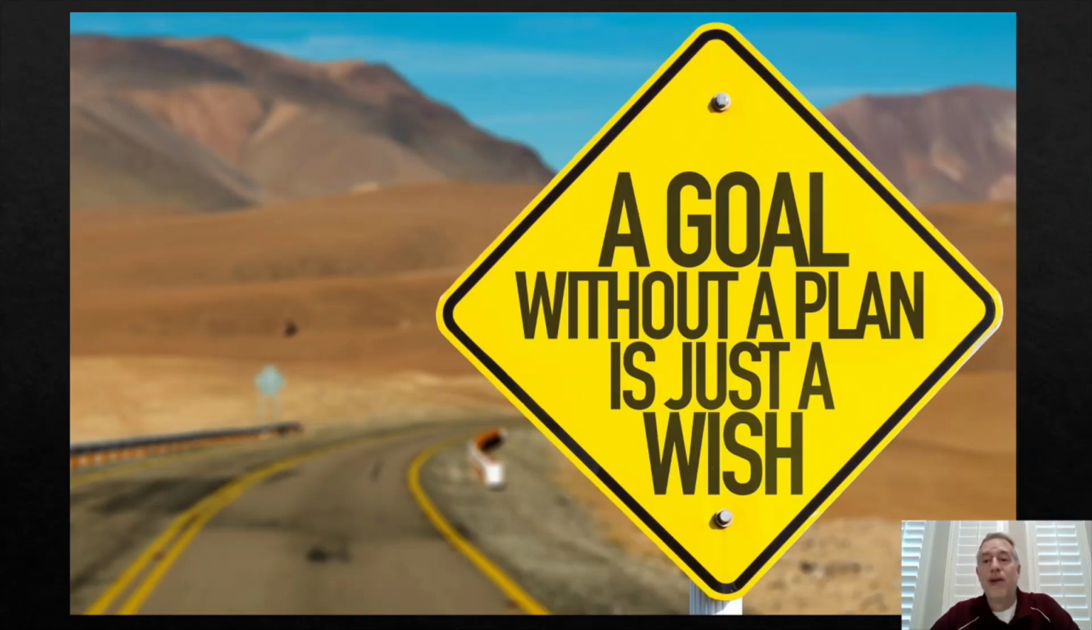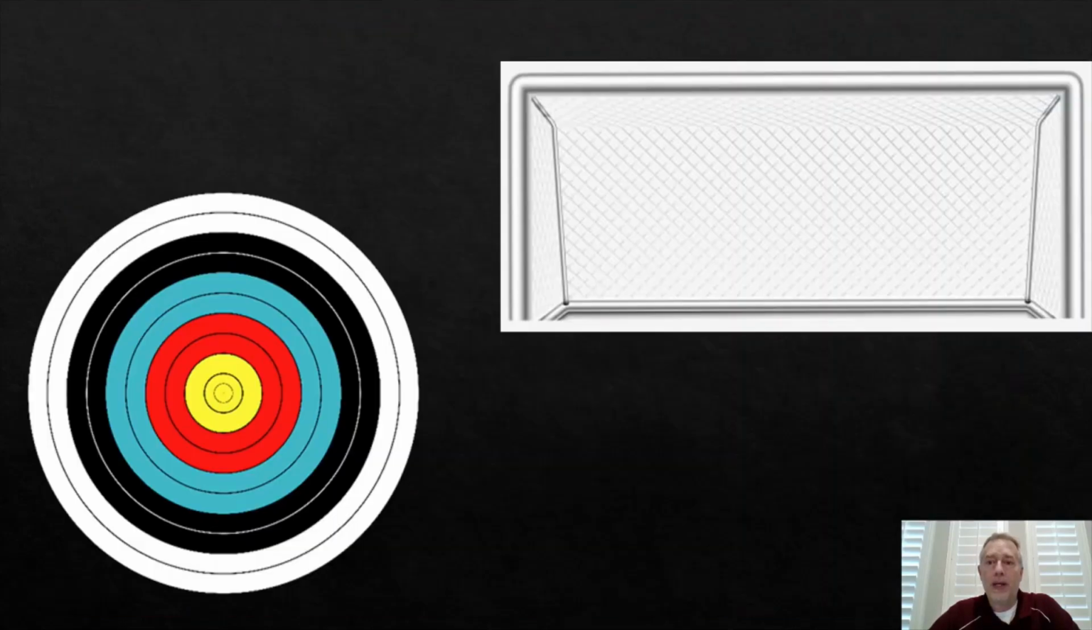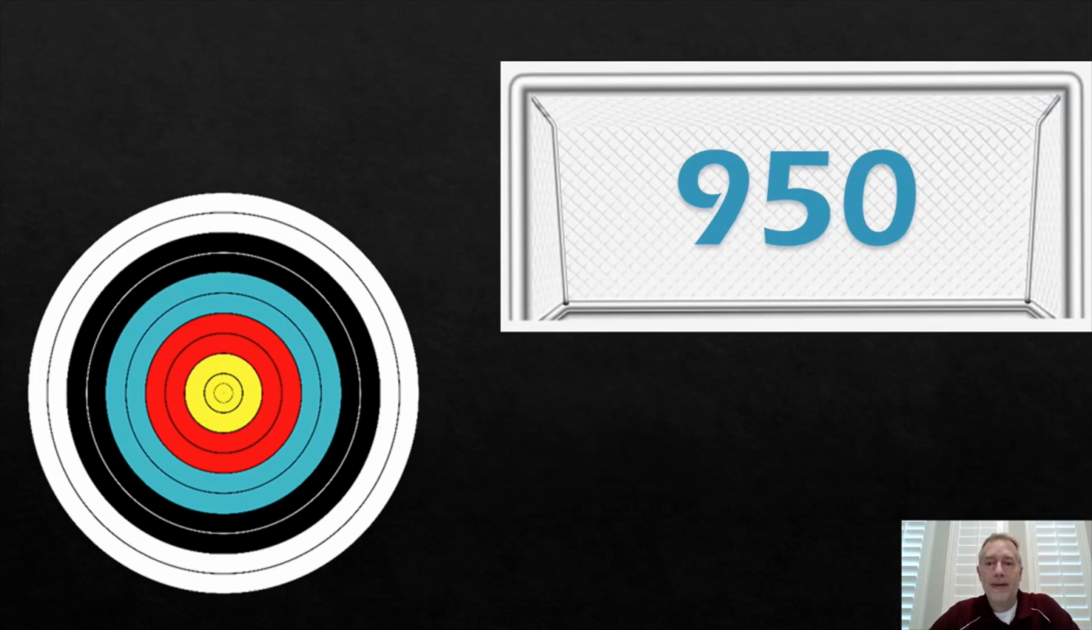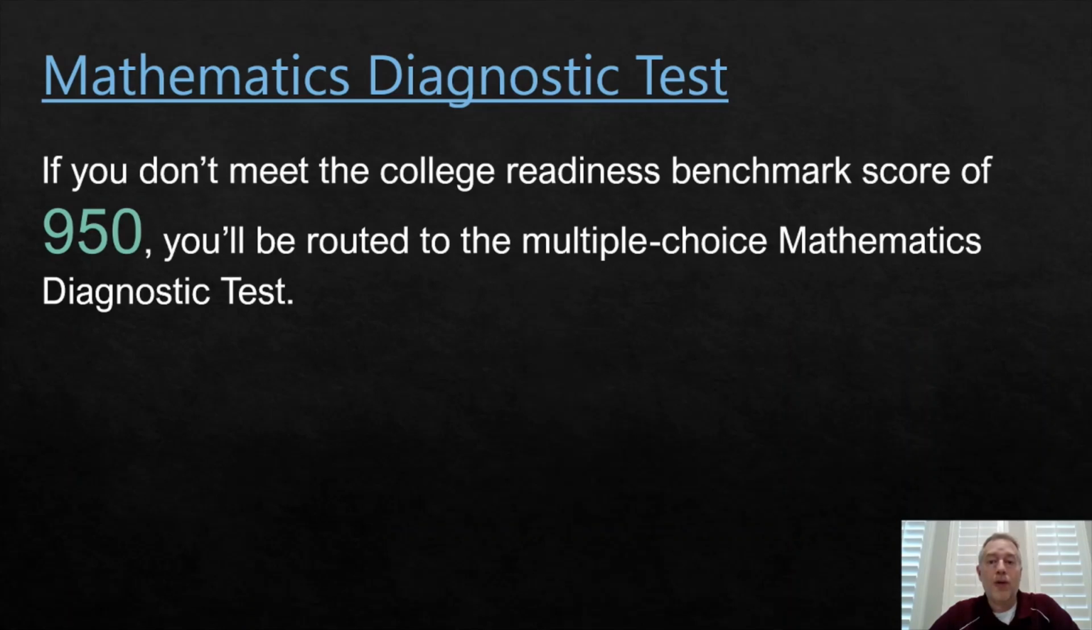Remember guys, a goal without a plan is just a wish. And I don't want to wish that you pass. I want you to set a goal and I want you to reach that score. So what score are we shooting for? What is our target score? Yeah, 950. That is the score we need to make on the TSIA2, the first 20 questions, to be considered college and career ready.